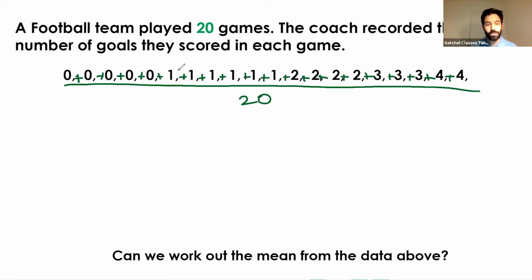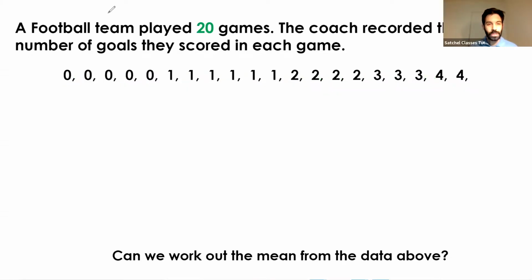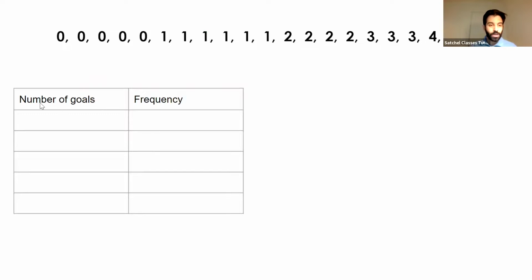So rather than following this process, we can insert this information into a frequency table. If we move on to the next slide, we will see what a frequency table looks like. Here we have the number of goals, and in this column, we have the frequency. Now, frequency just means the number of times something occurs. So I'm just going to make a note of that: how many times something occurs?